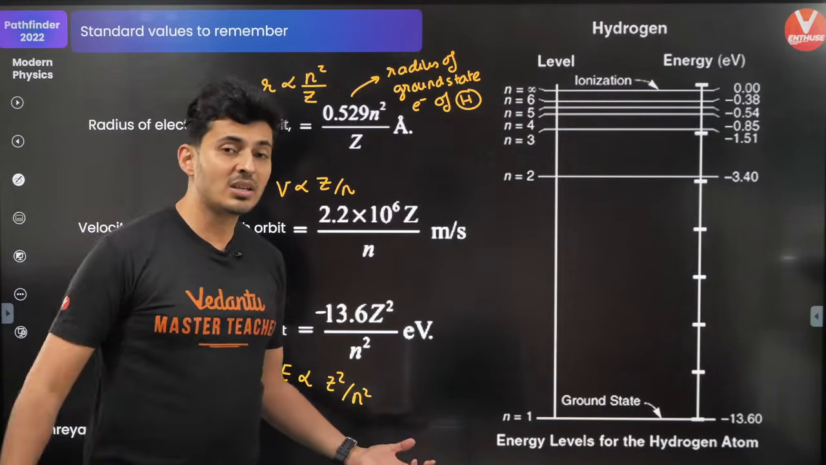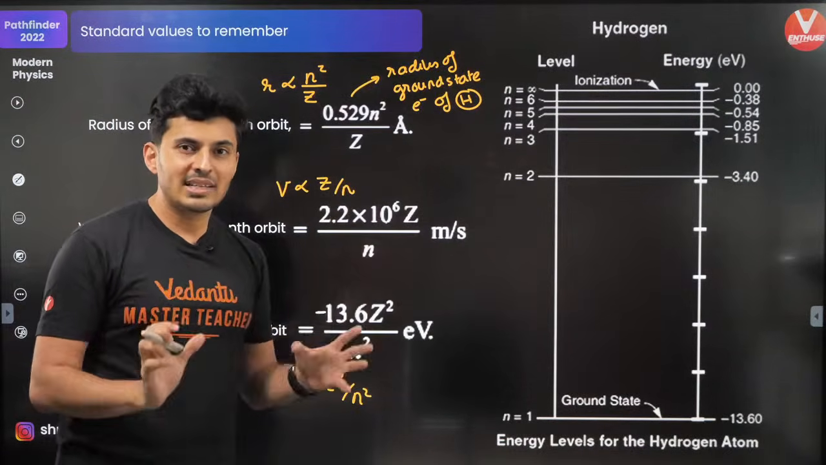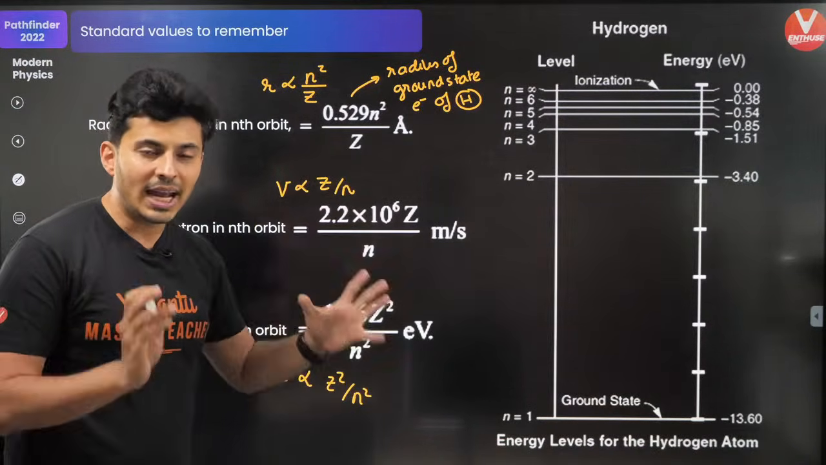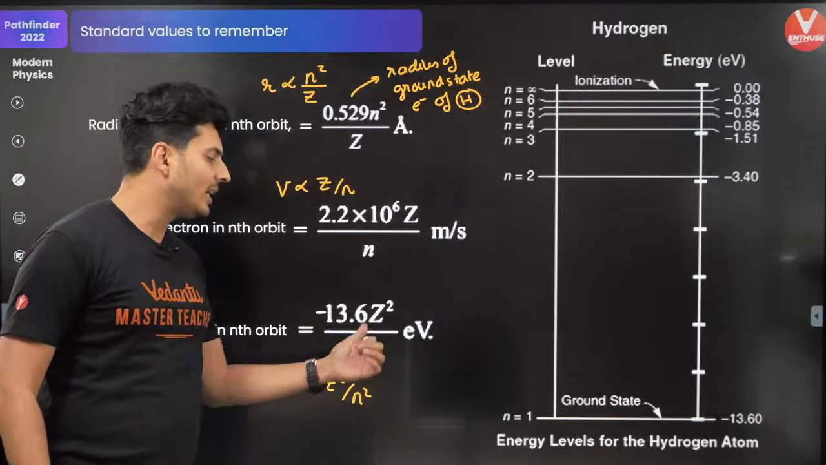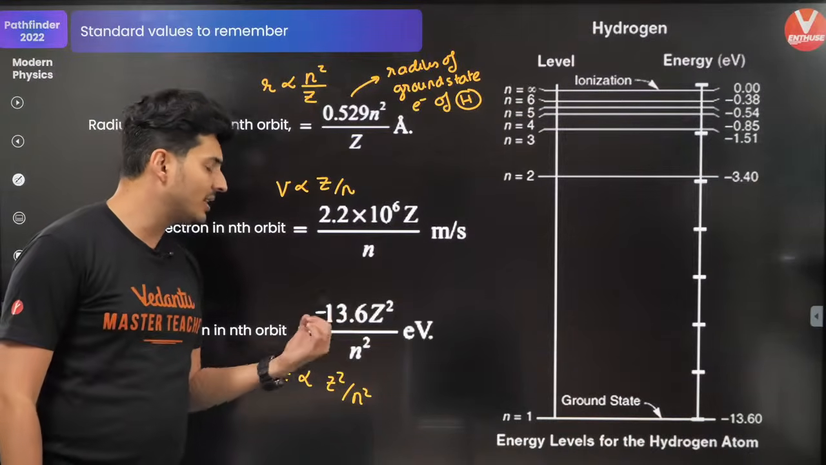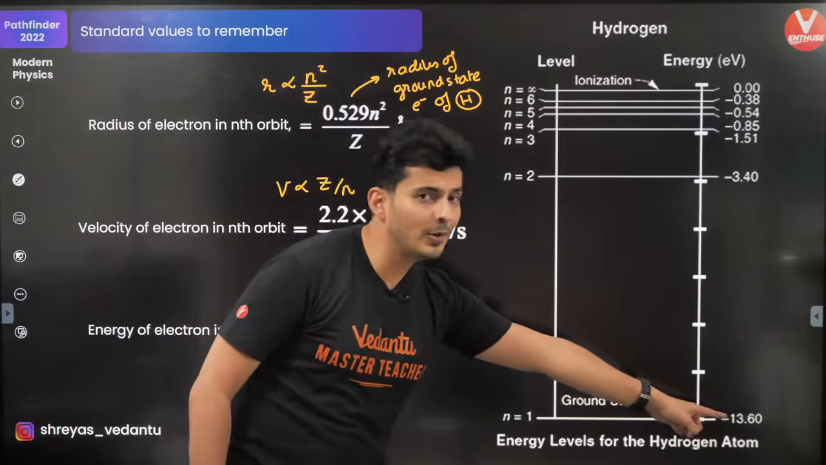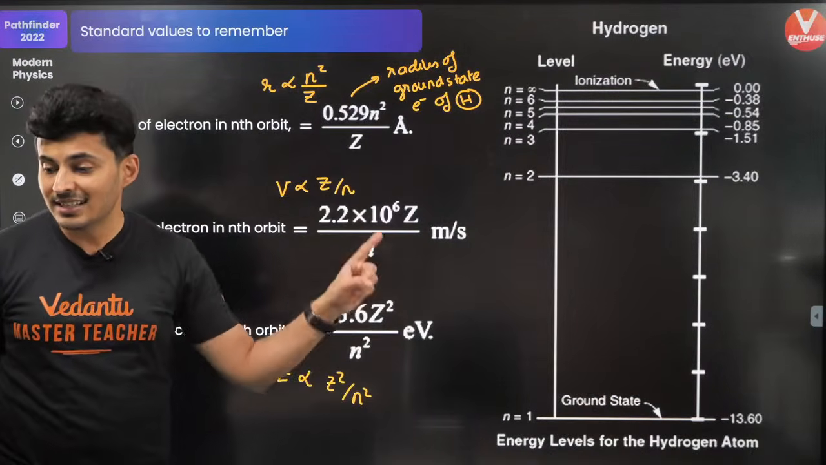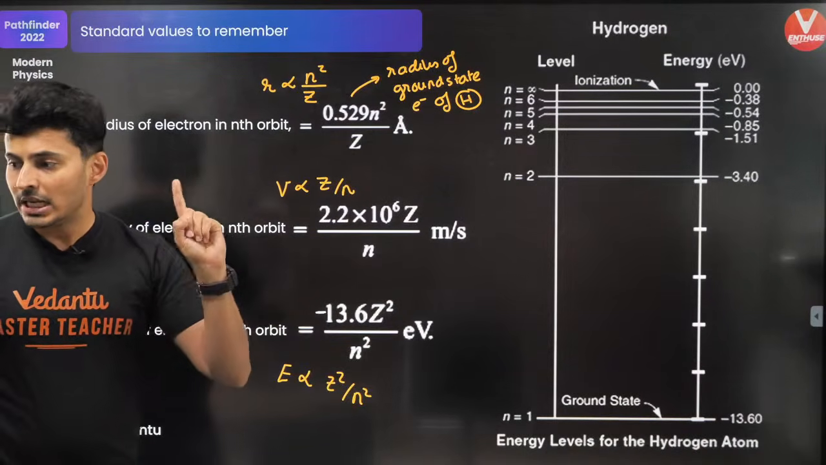If you talk in joules, it will be in 10 raised to minus a big number. So it's very, very difficult to handle small numbers like that. So that's why we change the units to electron volt. And the minus sign is also very important. 13.6. What's 13.6? Can you see it over here? It is negative.